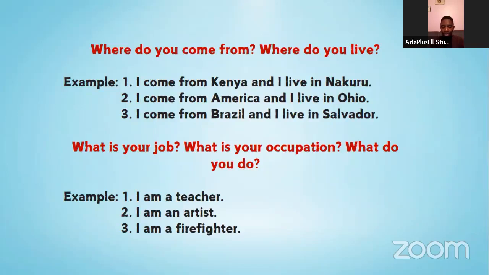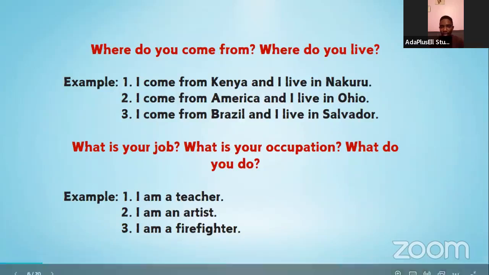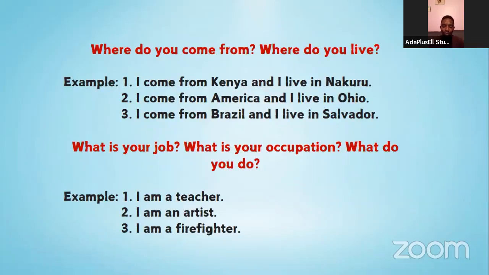So, example 3, another example: you will find out that the person is saying, I am a teacher. So being a teacher is the job, it's the occupation, what he does. So that is the occupation. And also we have another person who is saying, I am an artist. So someone can ask you, what do you do? What is your job?